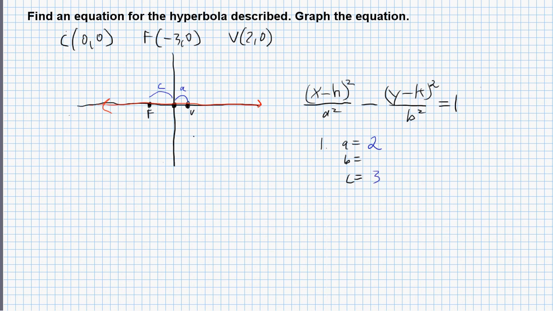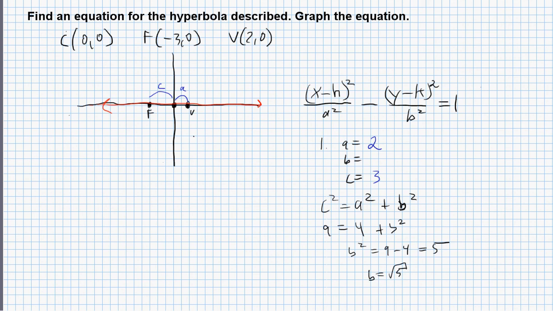Now we just need to calculate b. Well, we're going to use our handy-dandy formula for that: c squared is equal to a squared plus b squared. So c squared is 9, and a squared is 4, plus b squared. So you can see here that b squared is going to be equal to 9 minus 4, which is 5. Okay, so b is equal to rad 5.